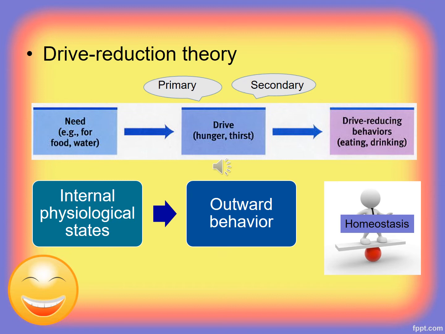But this theory can't really explain all human motivations. For example, why some people sleep even though they are not sleepy, and why people eat even though they are full. Why do people perform behaviors that increase tension, for example bungee jumping or roller coasters, which cause us to have more tension? In short, drive reduction theory explains how an internal physiological state causes certain outward behavior.